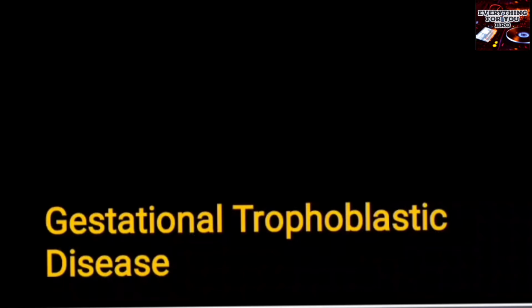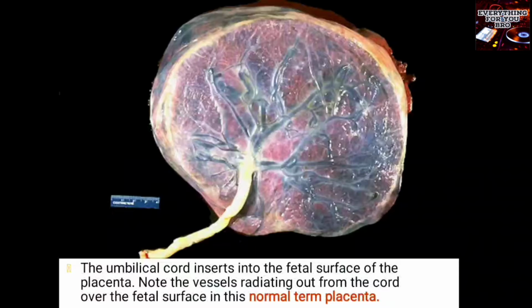Let us discuss gestational trophoblastic diseases. So this is the normal placenta. The umbilical cord is inserted into the fetal surface of the placenta. What we look at is the fetal surface. Note the vessels radiating out from the cord over the fetal surface in this normal term placenta.